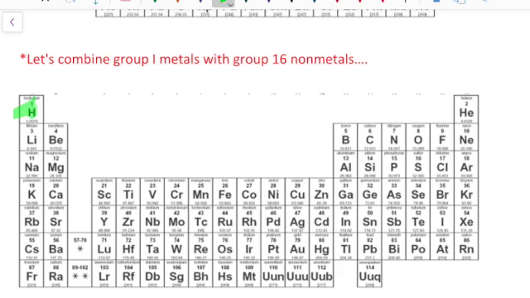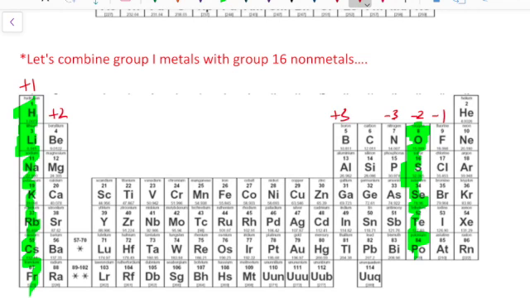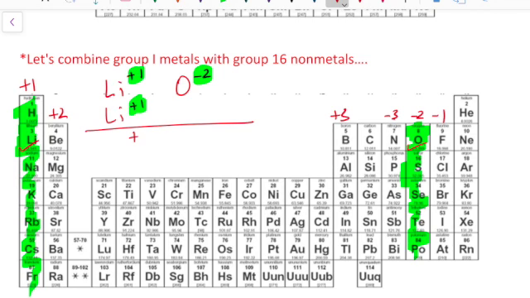What if I wanted to combine group 1 with group 16? Well, I've already memorized group 1 has a +1 charge and group 16 has a -2 charge. So let's say I want to combine lithium and oxygen. Well, lithium has a +1 charge, group 1. Oxygen has a -2 charge, group 16. Obviously now these charges do not balance out to 0. So what do I need to do? I need another lithium. Because if I have another lithium, now my charges balance out to +2 -2, which is 0, and that was my rule.